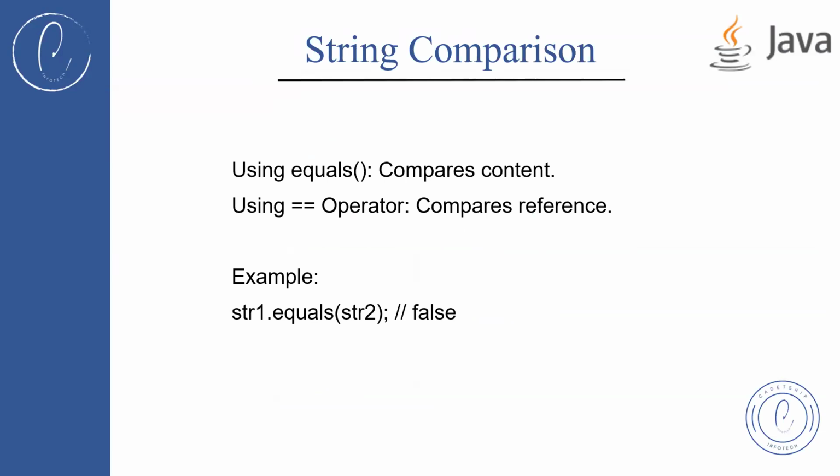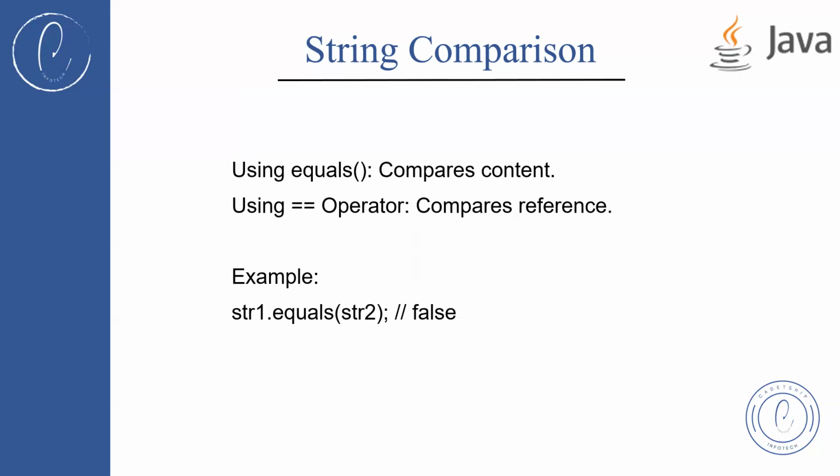Now next is our string comparison. We have studied different operators: double equal to, not equal to, greater than equal to, less than equal to. These are used for comparison of variables of numeric type. So if we want to compare two strings, how can we do it? We have two ways. First, we have the equals method. What does the equals method do? The equals method compares the content of our two strings and then returns a Boolean output, true or false.